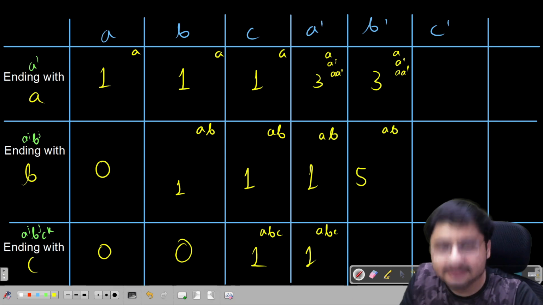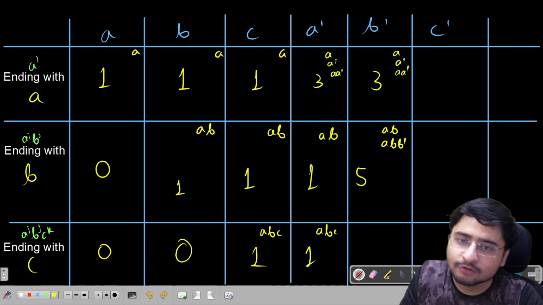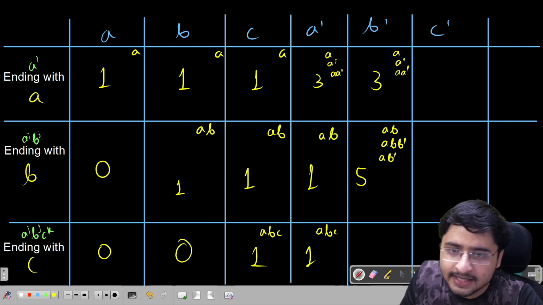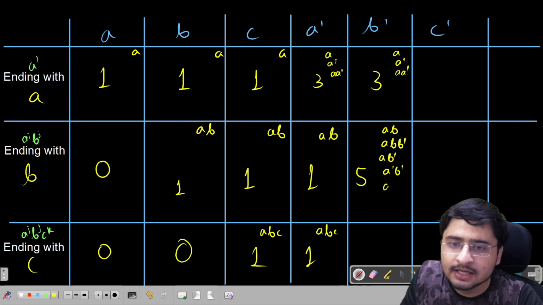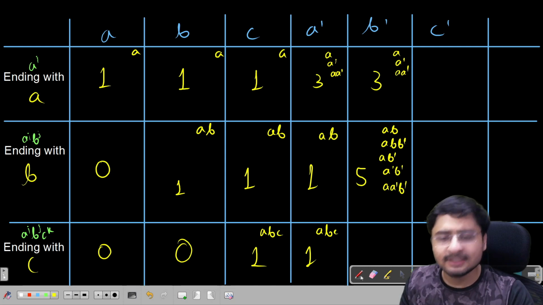So AB as it is. A, B with a B dash. B dash decides to stand in front of the previous B's. And B dash decides to stand in front of previous A's. So A, B dash, A dash, B dash, A dash, B dash. I hope this is clear. C is going to stay as it is, A, B, C.